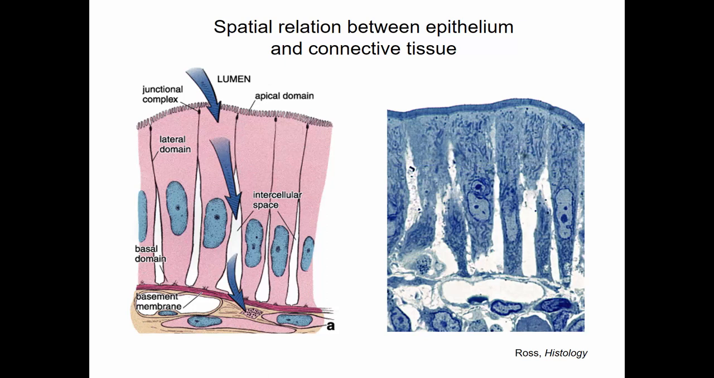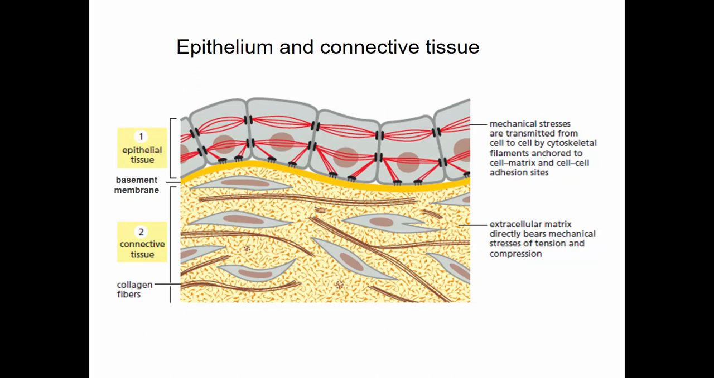So you can see the epithelial cells are connected to each other, and the connective tissue cells are separate from each other. The epithelial cells are sitting on a basement membrane, partly produced by the epithelium, partly produced by the connective tissue. The connective tissue cells, mainly fibroblasts, are surrounded by extracellular matrix, and there are blood vessels in the connective tissue. You don't have blood vessels in the epithelium.